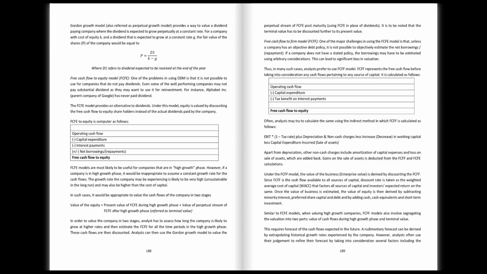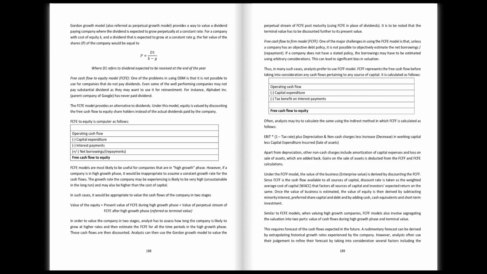However, if a company is in high growth phase, it would be inappropriate to assume a constant growth rate for the cash flows. The growth rate the company may be experiencing is likely to be very high, unsustainable in the long run, and may also be higher than the cost of capital. In such cases, it would be appropriate to value the cash flows of the company in two stages. Value of the equity equals present value of FCFE during high growth phase plus value of perpetual stream of FCFE after high growth phase, referred to as terminal value.